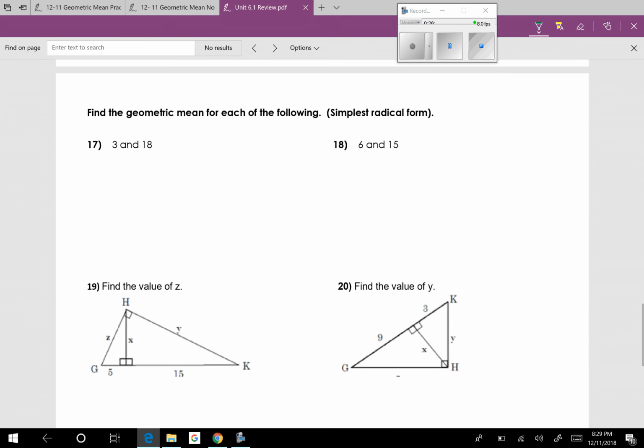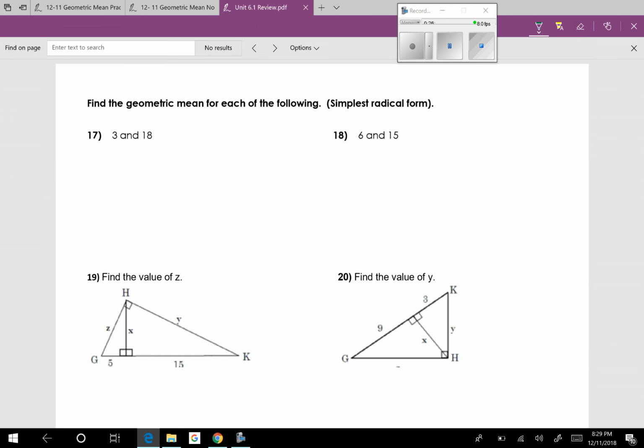All right, now this one here. Geometric mean. So we want the simplified radical form. So we have 3 over x is equal to x over 18. So do your cross products. So we have x squared is equal to 54. Okay, and if you take the square root of both sides, we get x is the square root of 54.